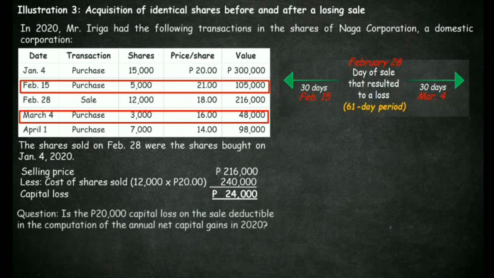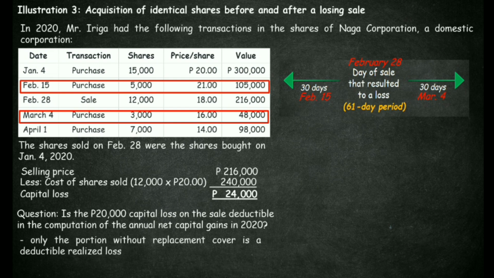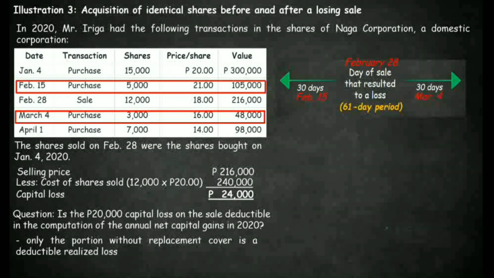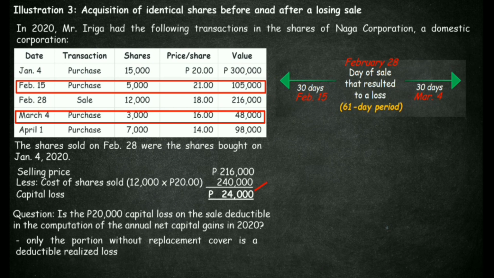Ang tanong uli natin dito is if yung capital loss ba ay deductible if we're going to compute for the annual net capital gains in 2020. So, yung sagot natin is only yung portion na walang replacement cover or walang replacement. Yun lang yung deductible. Now, how to find out for that? Ano ba yung magiging computation? So, etong 24,000 pesos capital loss, we are going to split this into two: deferred loss and deductible loss. Etong deferred loss, this refers to the portion na nagkaroon ng wash sale. Etong deductible loss, ito yung tinutukoy dito sa sagot sa question natin. Ito yung portion ng shares na walang replacement, ng walang cover-up.